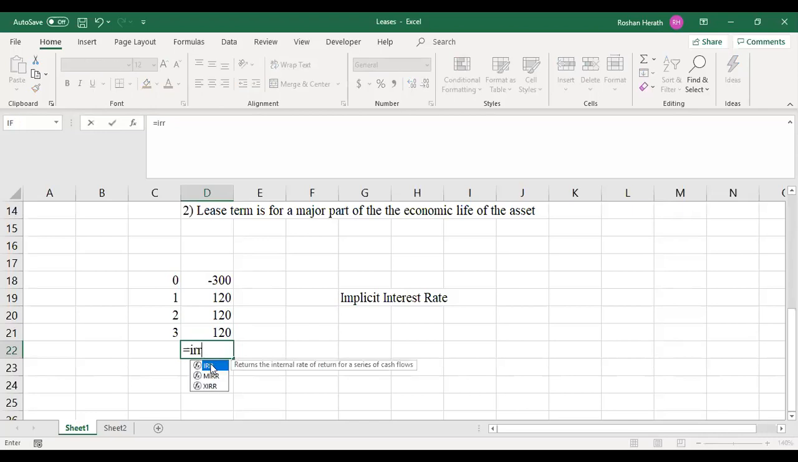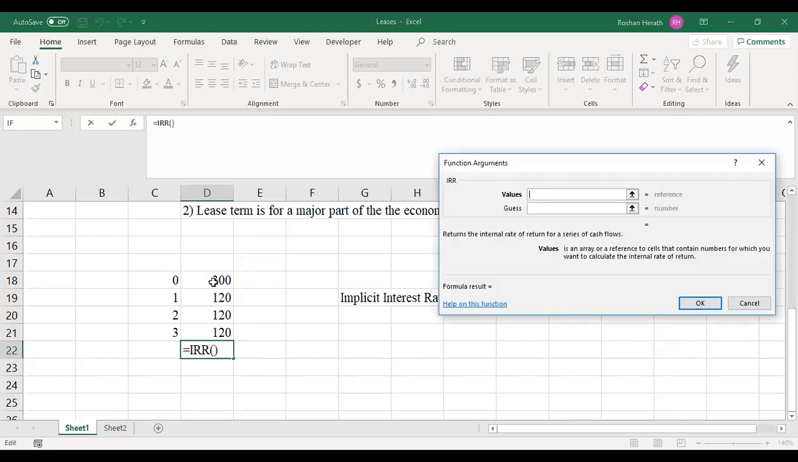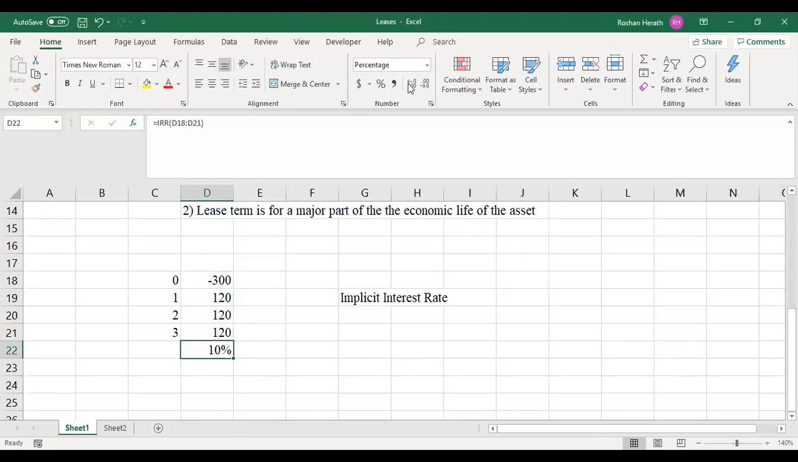So let me work this out. You can simply select the values. That's it. See, the IRR is 9.70. So the rate in this particular agreement is 9.7, right? That's it.